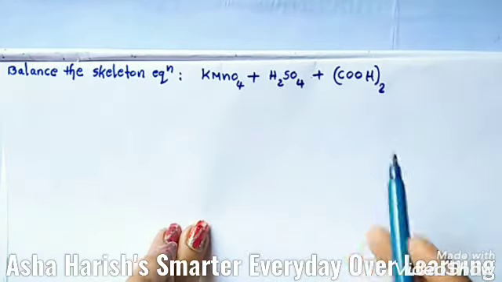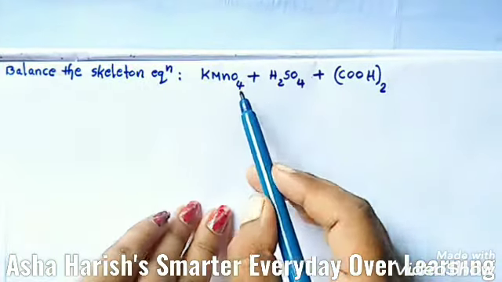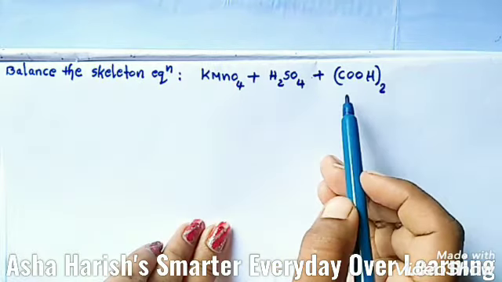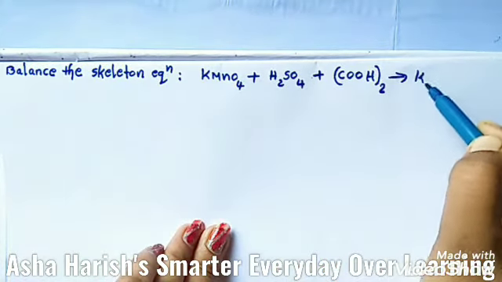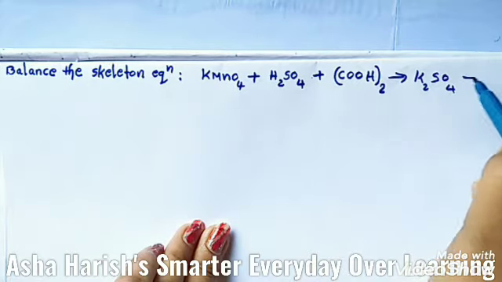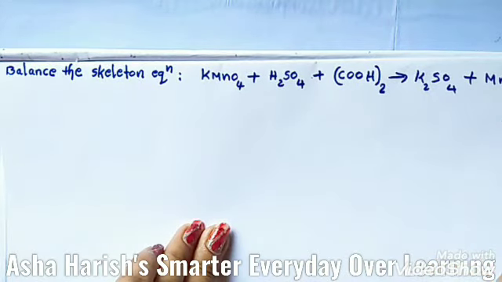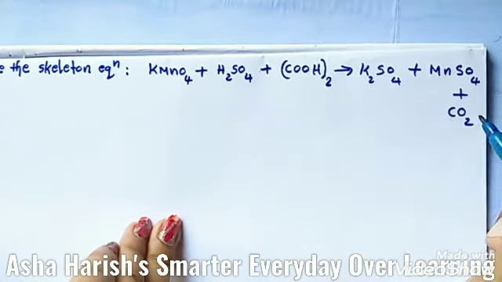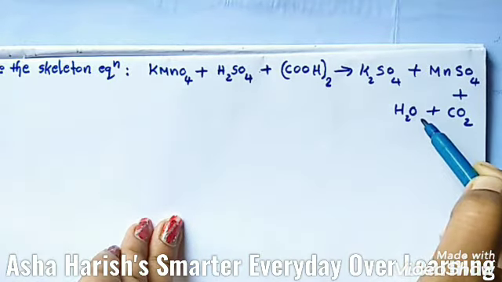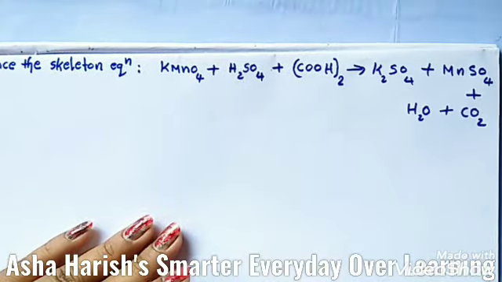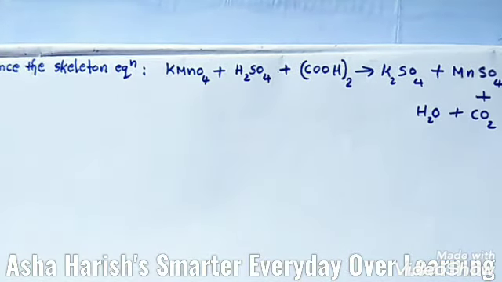Balance the chemical equation. This is the skeleton equation of KMnO4 plus H2SO4 plus (COOH)2 gives rise to K2SO4 plus MnSO4 plus CO2 plus H2O. This is the skeleton equation. We need to balance it by using the method of partial equations.